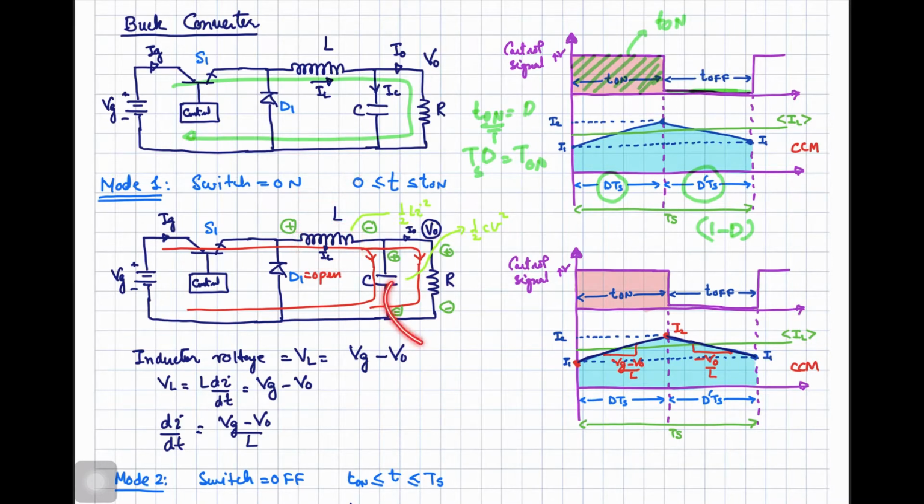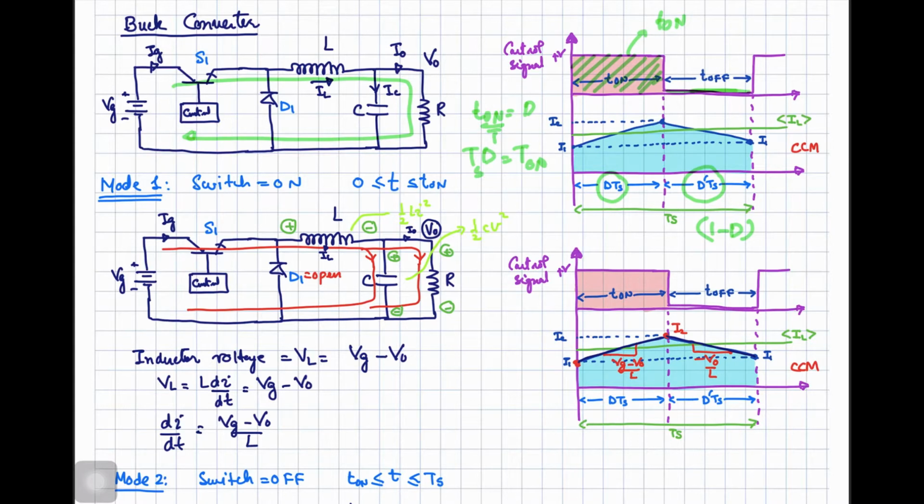Similarly, the energy is being stored in the capacitor, that is equal to half CV square, where V is the voltage across this capacitor, and that is also the voltage across your load, that is equal to V0, right? And in this state the diode is in the open state. When your main switch is on, the diode is open because you have the positive voltage over here with respect to that one, and your diode is reverse biased, it is not conducting, and the loop for the current is this one, right?